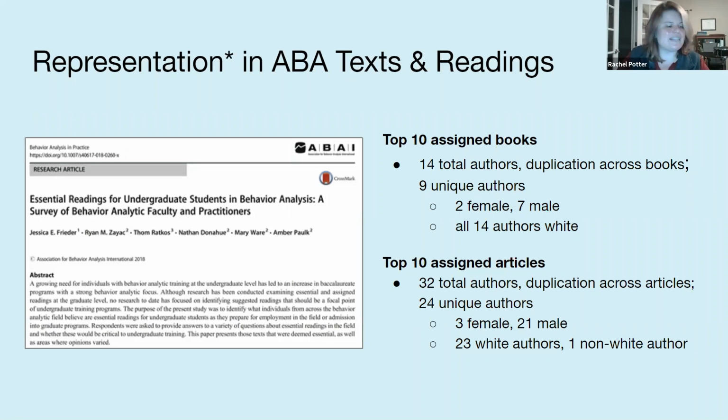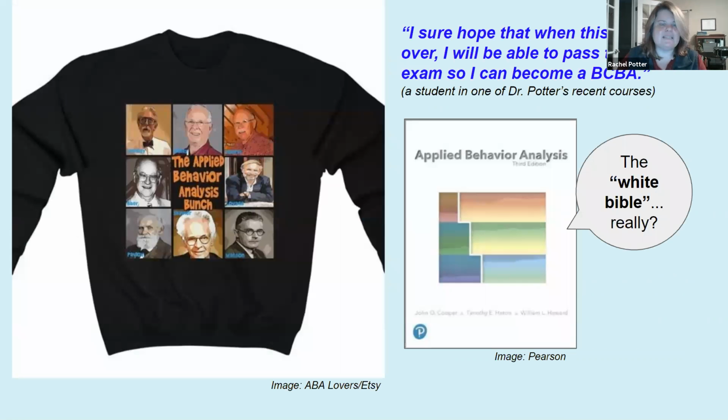But go ahead, Veronica, take us to the next slide, and let's talk a little bit more about why this matters in our field. So on this particular slide, there are a few things that I wanted to point out to you. I mentioned earlier in our opening slide, we're behavior nerds. We joke about the fact that we're nerds. We have these cute little memes. And this particular sweatshirt, available to you on Etsy if you want to order it, is up there to sort of honor some of these key names in our discipline.